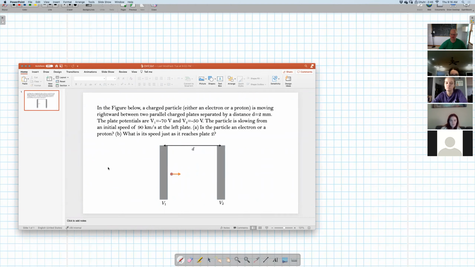So this means our change of potential energy is going to be equal to negative e times delta V. So this is equal to negative 1.6 times 10 to the minus 19, all times 5,000 volts, which works out to be about negative 8 times 10 to the minus 16 joules. So this is our change of potential energy.